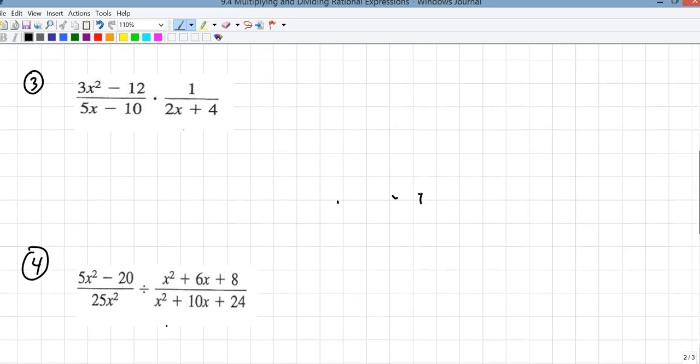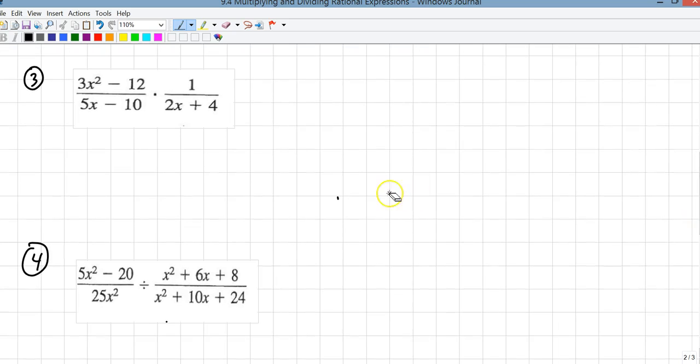Number 3, we definitely have more than one term. We have 3x squared minus 12. We also have 5x minus 10. We also have 2x plus 4. So once again, I said the key word in this lesson is to factor. We're going to remember that we're not going to reduce anything until we factor everything. So what I've got is two rational expressions that I want to multiply together. So before I multiply, I'm going to reduce.